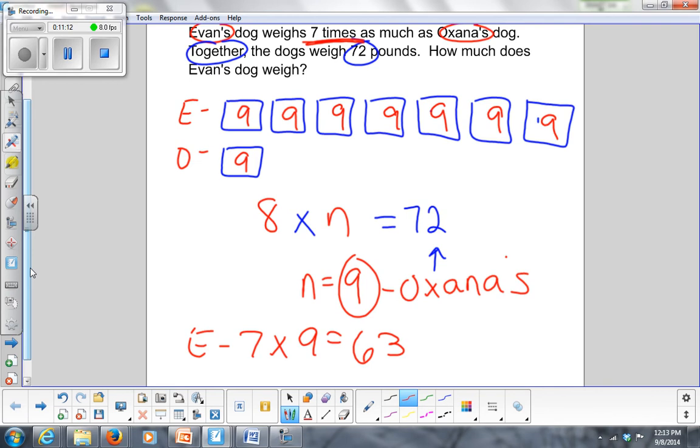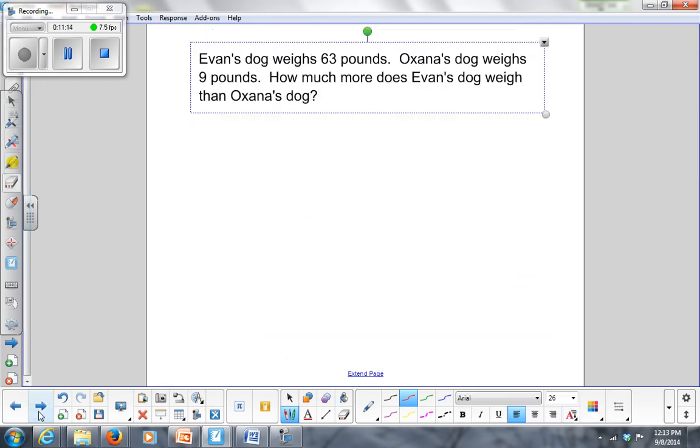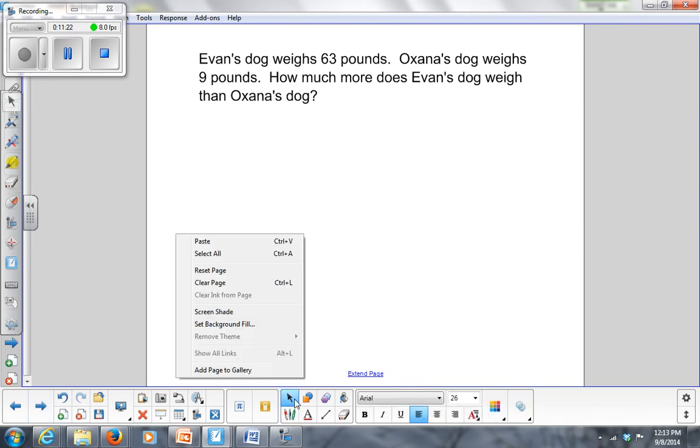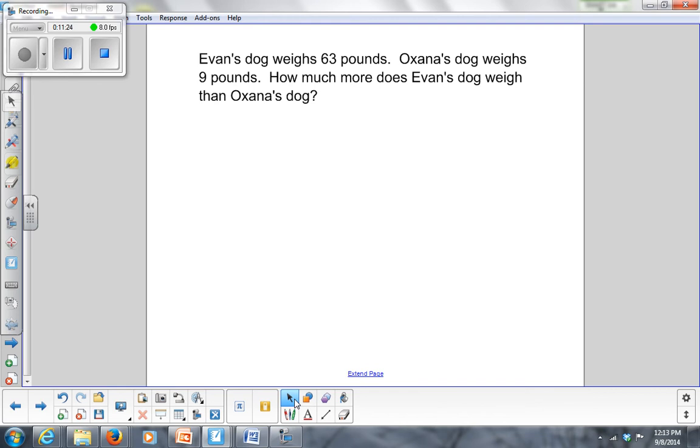Okay, alright, let's do another one. Now we have Evan's dog weighs 63 pounds. Oksana's dog weighs 9 pounds. How much more does Evan's dog weigh than Oksana's dog? What is the problem telling me? It'll be on your second page. You can turn the page over. What is the information telling me? What important stuff can I figure out?